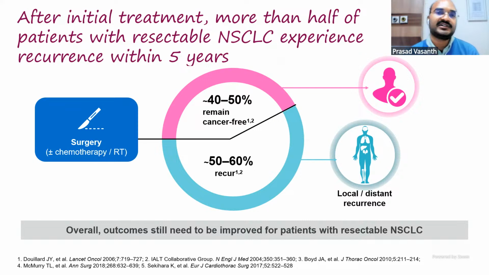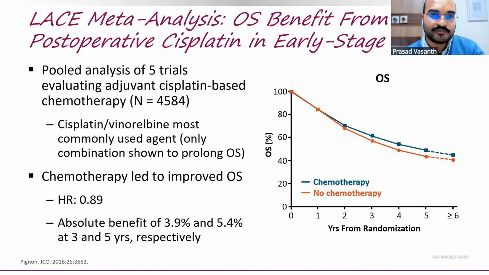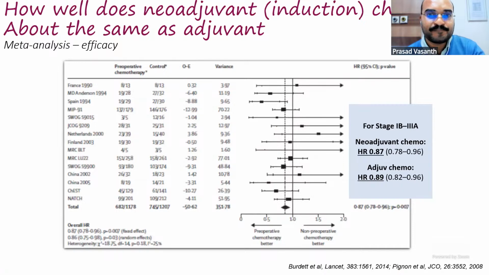So what is the risk of recurrence in a patient with resectable NSCLC? It is seen that after surgery and chemotherapy with or without radiotherapy, almost around 50% of the patients recur. So this has led to the development of a multimodality approach, mostly incorporating adjuvant chemotherapy, and at present the incorporation of immunotherapy. This was also supported by the LACE meta-analysis.